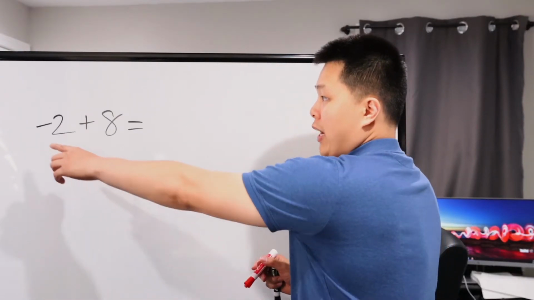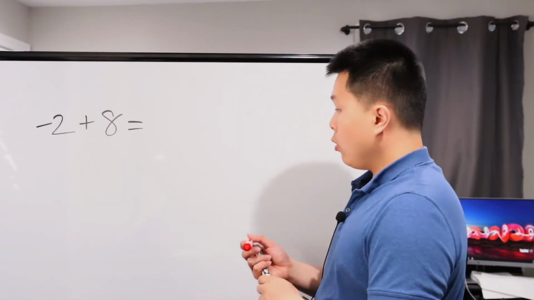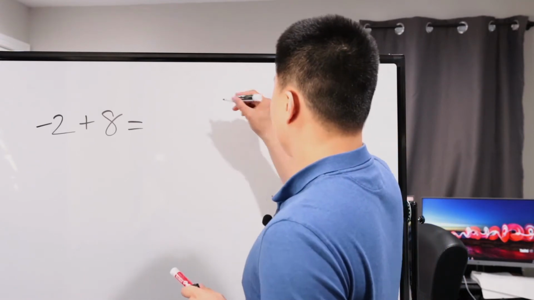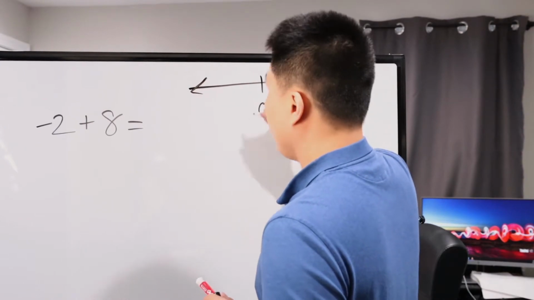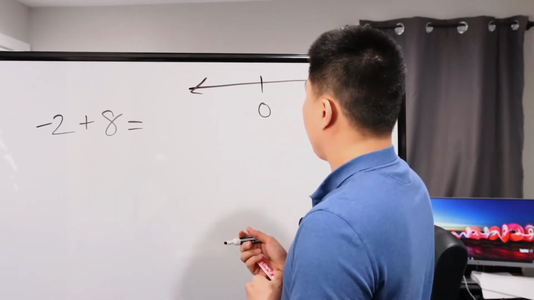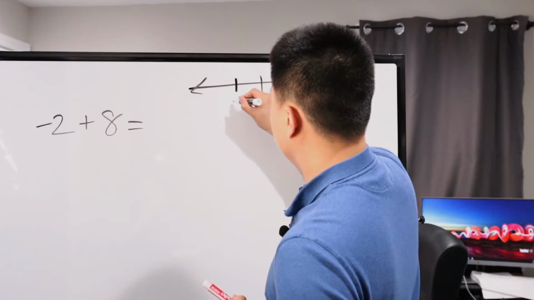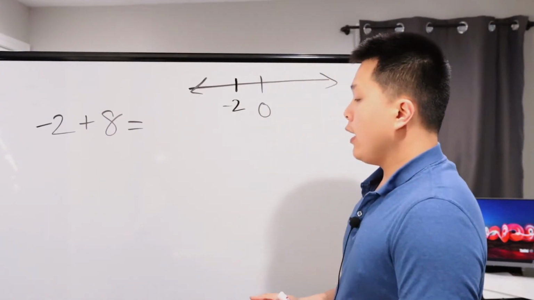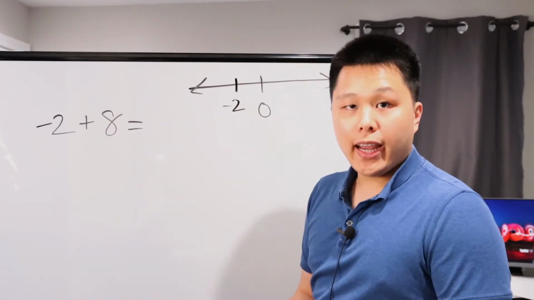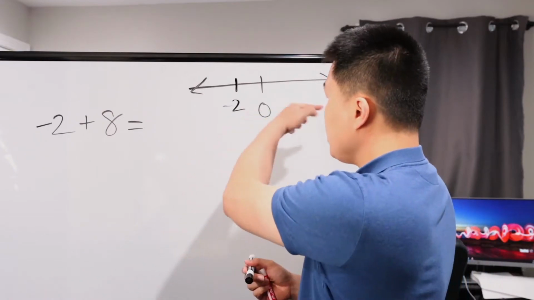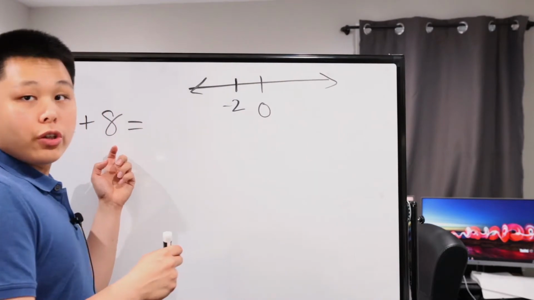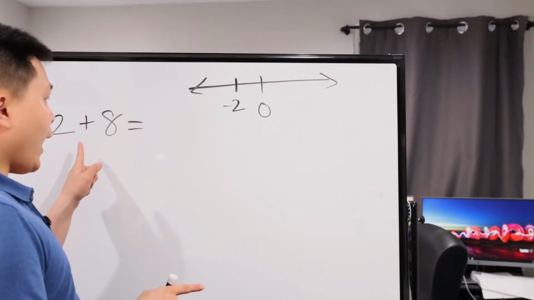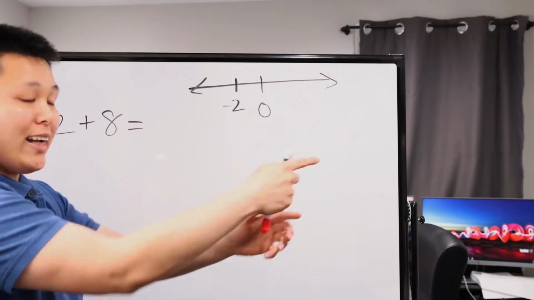So for this problem, we have negative 2 plus 8. Well, once again, we're going to draw our number line right here. We have our 0, and our starting point is actually negative 2 now. So negative 2 is right here, let's just say, right? And then we're going to be adding in 8. 8 is positive, so we're going to be facing the positive direction. So in this case, we're actually going to be facing this way. So here's 8. We're facing this way, and we're adding. So we're going to be moving forward 8 times.